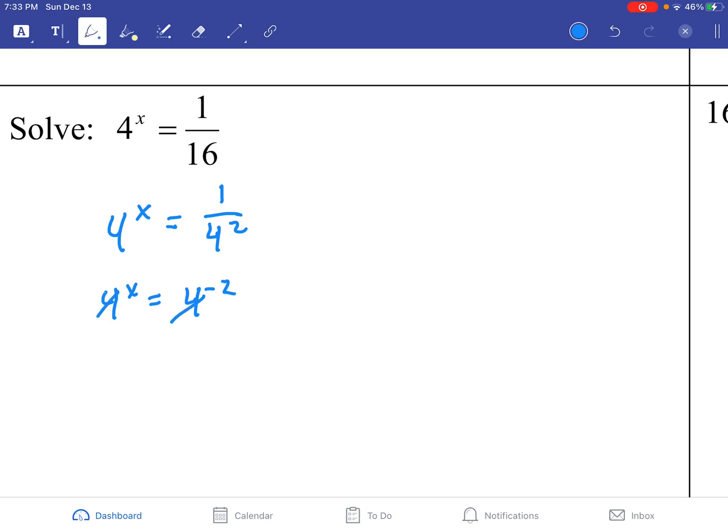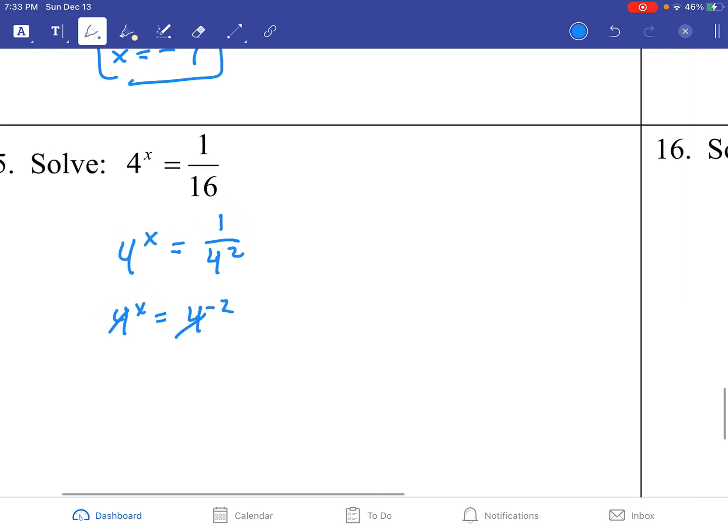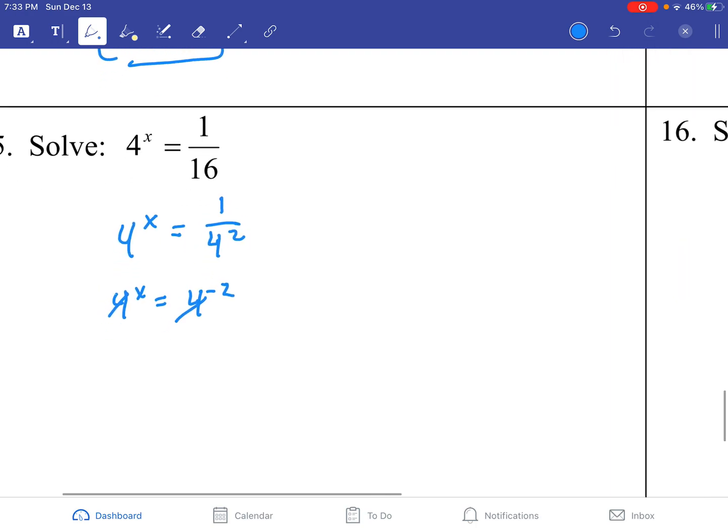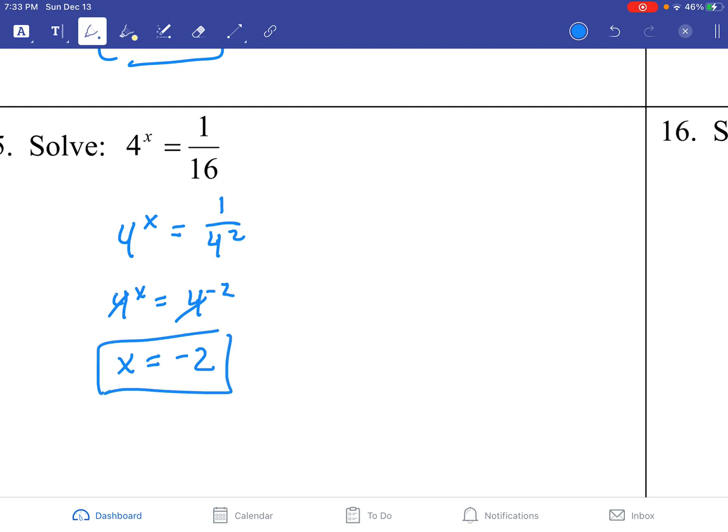Well, now that we have the bases being the same, we can cross out the bases just like we did in the question right above this, and then set the exponents equal to each other, which gives you x equals negative 2.